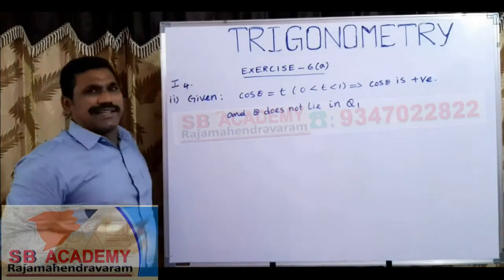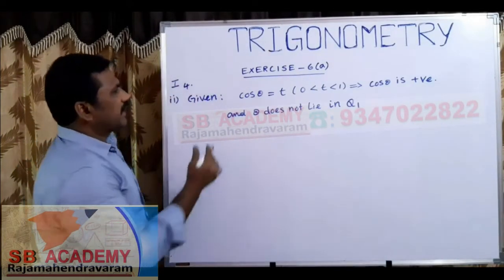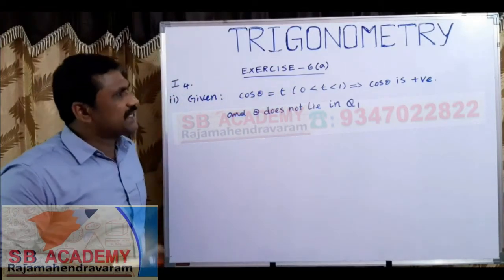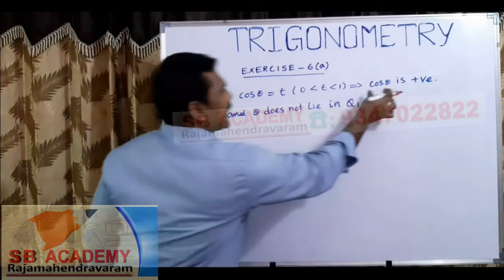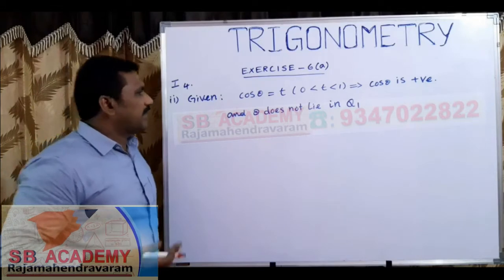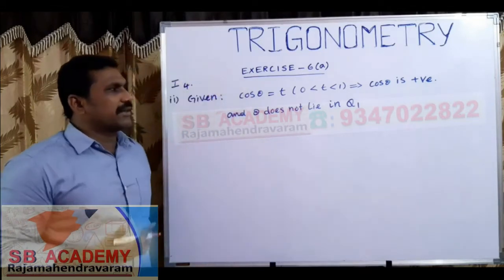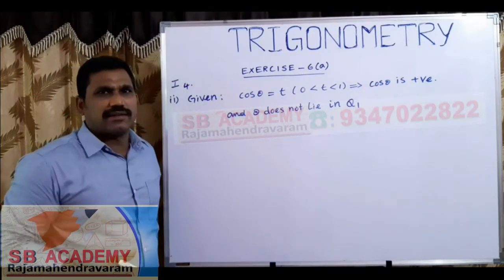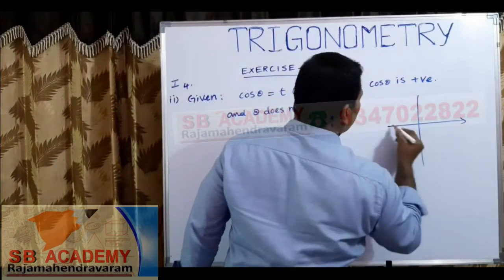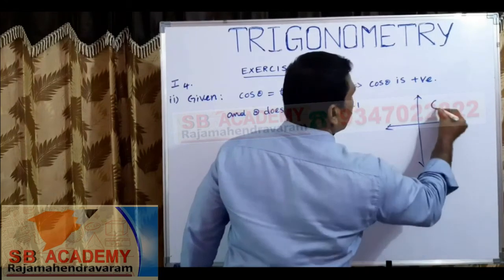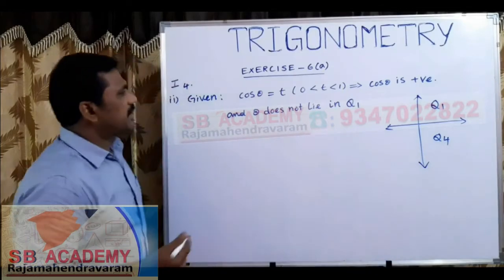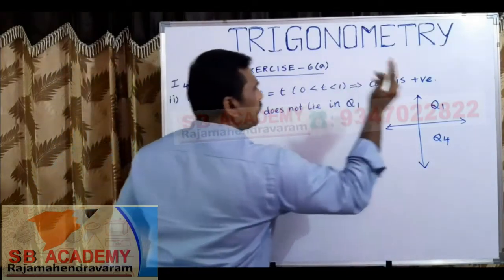Second problem of fourth one in first Roman. Given cos theta equal to t and t lies between 0 and 1. It means cos theta is positive. And what is the given condition? Theta does not lie in first quadrant. Okay. Generally, observe that cos theta is positive in first quadrant and fourth quadrant. But theta does not lie in first quadrant.